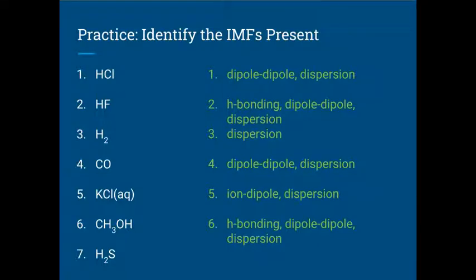And number 7, H2S. You might have to draw out a Lewis structure for this one. If you draw out that Lewis structure, you're going to see that it's bent, and you have an overall dipole moment pointing kind of in the direction of the sulfur. So you have dipole-dipole and dispersion. So make sure you practice identifying these intermolecular forces for different compounds so that you can get really good and really quick at it and knowing which one's strongest.